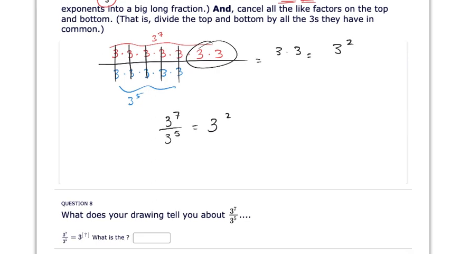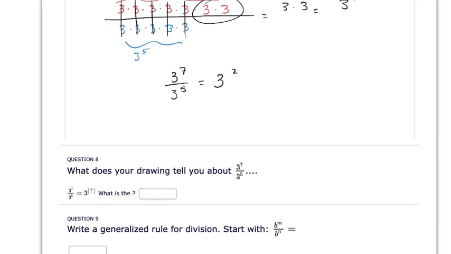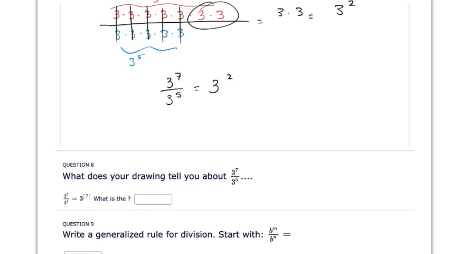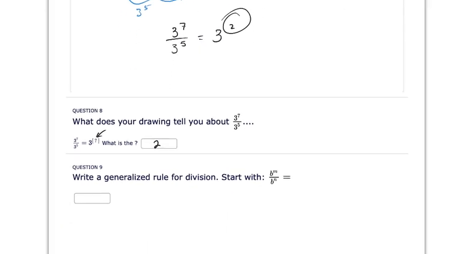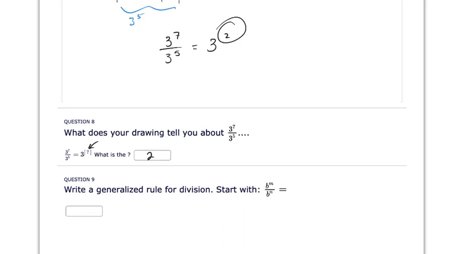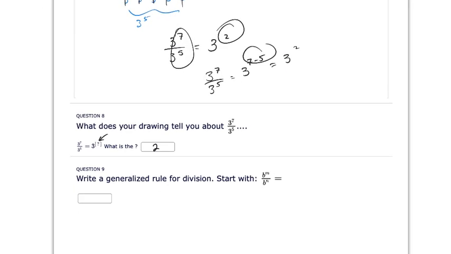So what does your drawing tell you about 3 to the 7th over 3 to the 5th? What is the exponent here? Well, that must be a 2. You can see it right there. General rule for this, and you can see what's going on here, 7 over 5, or 3 to the 7th over 3 to the 5th. Well, the math that's going on is you're just trying to find the difference between those two, because that tells you how many you have left in the numerator in this case. Okay, so it's a subtraction.